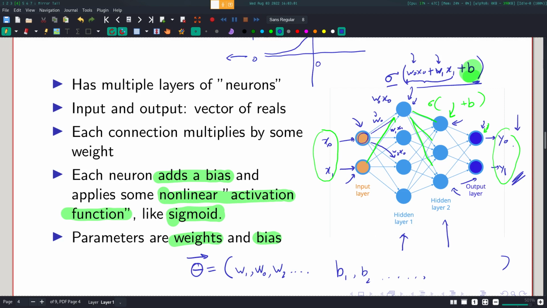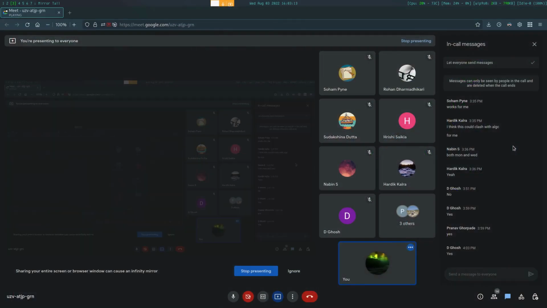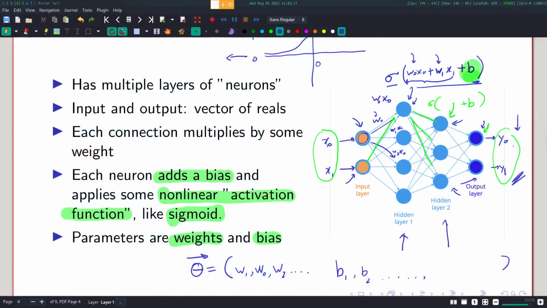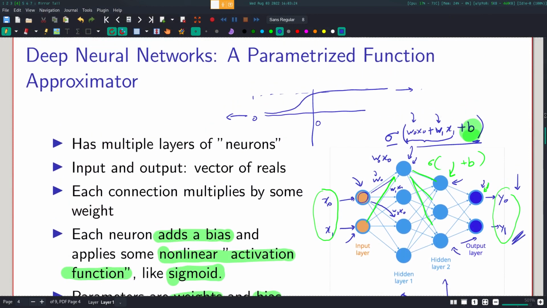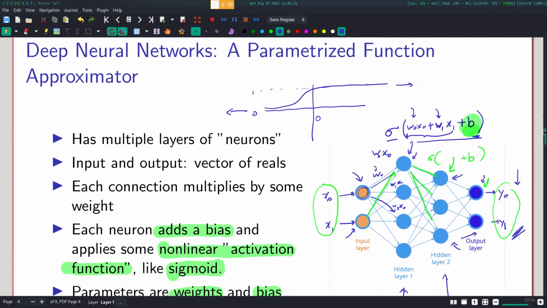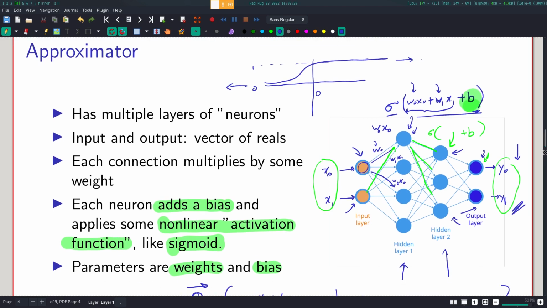So is this okay to everyone? Yes, no? Yeah. So the fact that this is a parameterized function approximator is clear to everyone, right? Okay, so now we have defined this complicated parameterized function approximator, which we are calling a deep neural network, right?